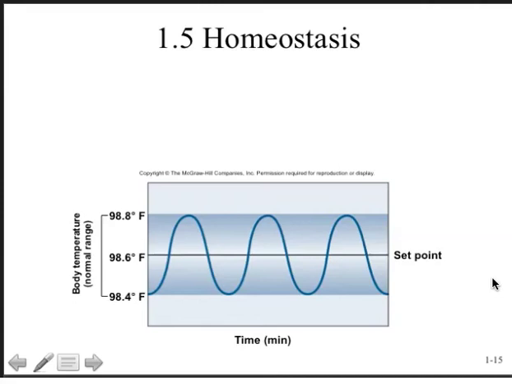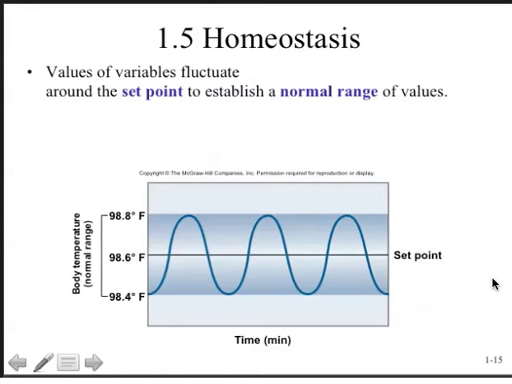There are certain physiological parameters that need to be kept within a certain window. There's a ceiling above which these values cannot rise and a floor below which they cannot fall. If we deviate above the ceiling or below this floor, we create a condition called disease. And if we get too far outside this important range of values, we can produce death. So these values will fluctuate around a set point to establish a normal range of values. The set point is the ideal normal value of the variable.